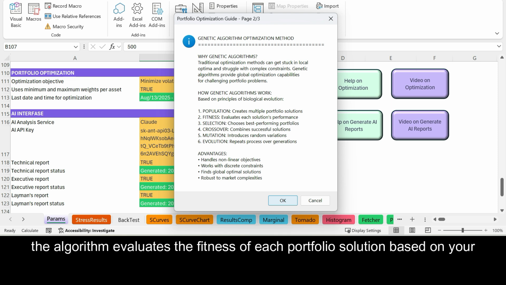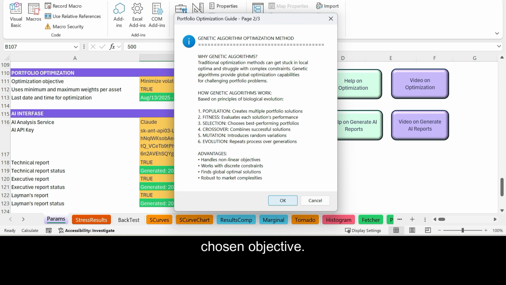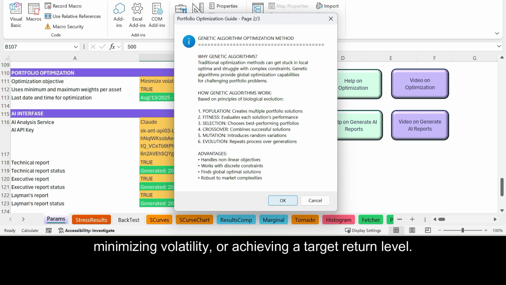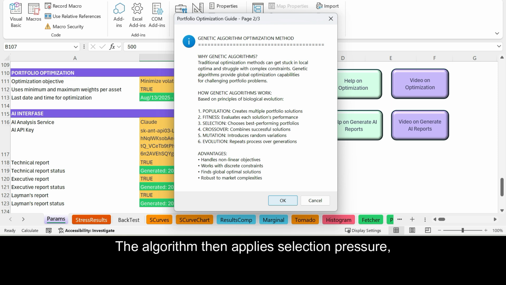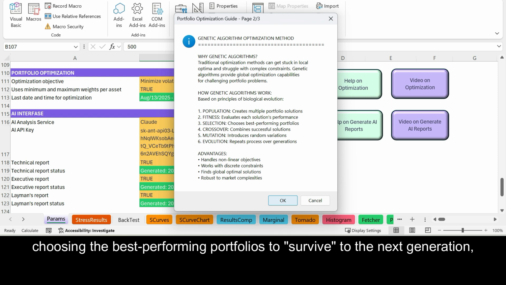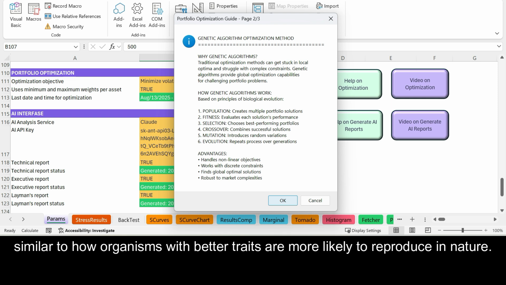Next, the algorithm evaluates the fitness of each portfolio solution based on your chosen objective. This might be maximizing risk-adjusted returns, minimizing volatility, or achieving a target return level. Portfolios that better meet your objectives get higher fitness scores. The algorithm then applies selection pressure, choosing the best performing portfolios to survive to the next generation, similar to how organisms with better traits are more likely to reproduce in nature.